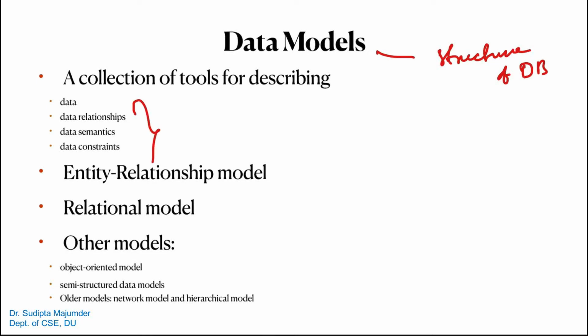This means there are various types of data models. The two popular models are the ER model, which we call the entity relationship model, and the relational model. Besides these two, we have other models also, such as the object-oriented model, the semi-structured data model, and also some older models such as the network model and hierarchical model.